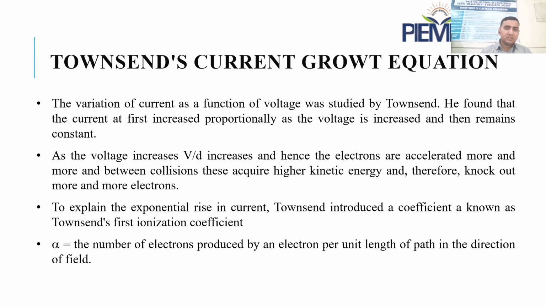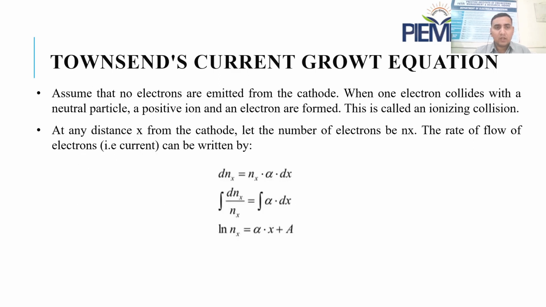As I said previously, the current first increases proportionally to the voltage. It is basically linear in the first part, and in the second part, as the voltage increases, V by d increases, and the electrons are accelerated more and more and collide more and more. So as the voltage increases, the current also increases. This increment in current can be given by the Townsend coefficient, called Townsend's first ionization coefficient, alpha. Alpha is basically the number of electrons produced by an electron per unit length.